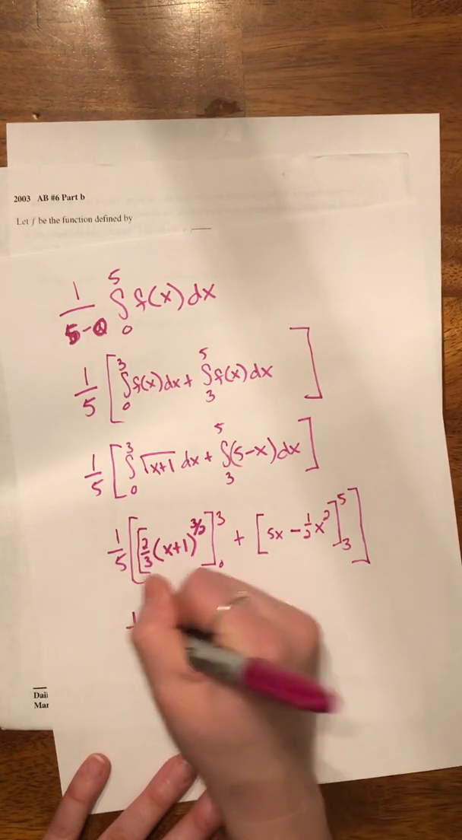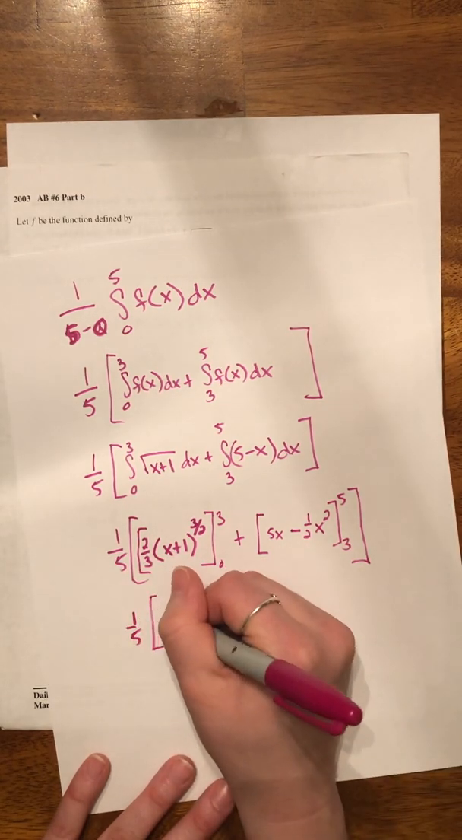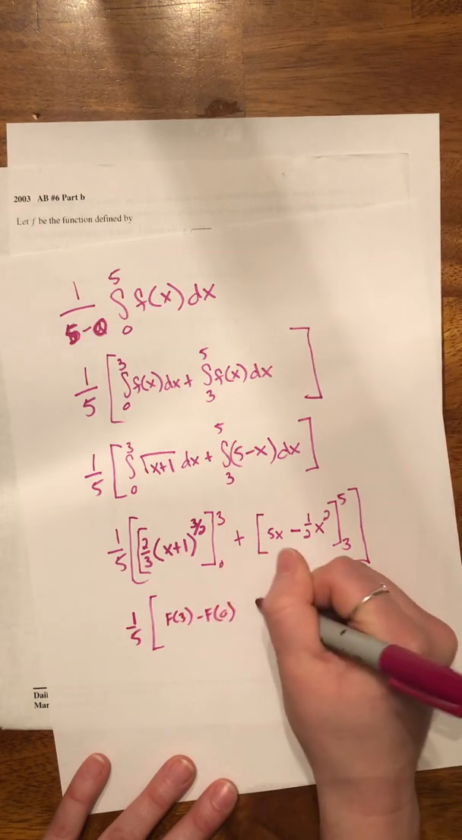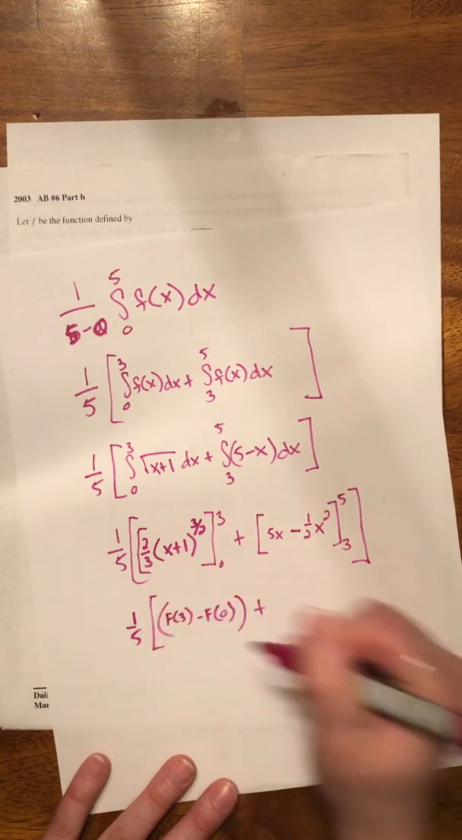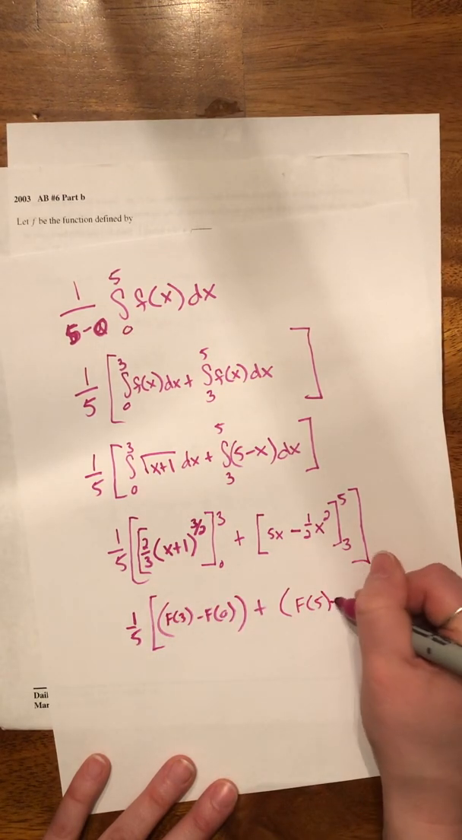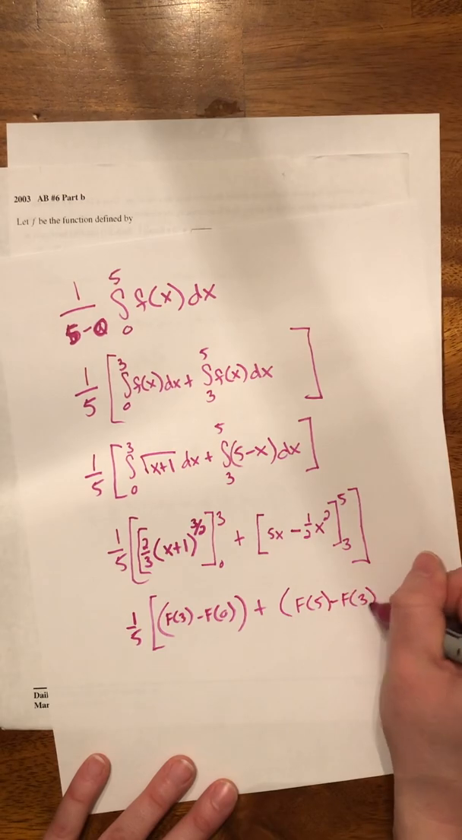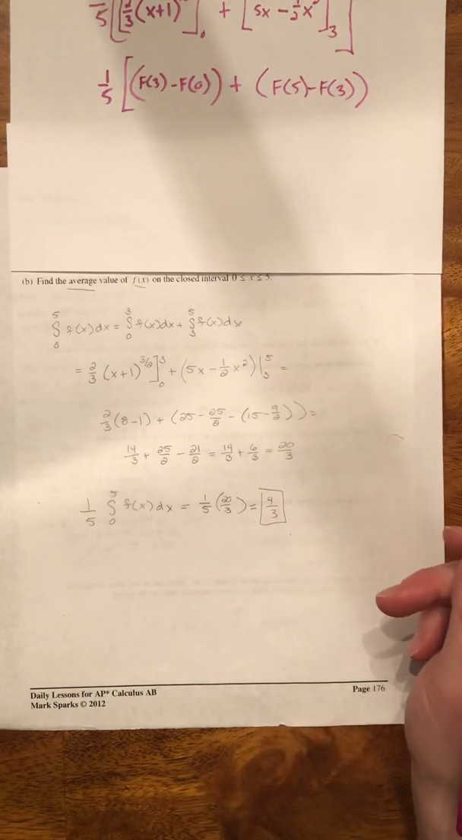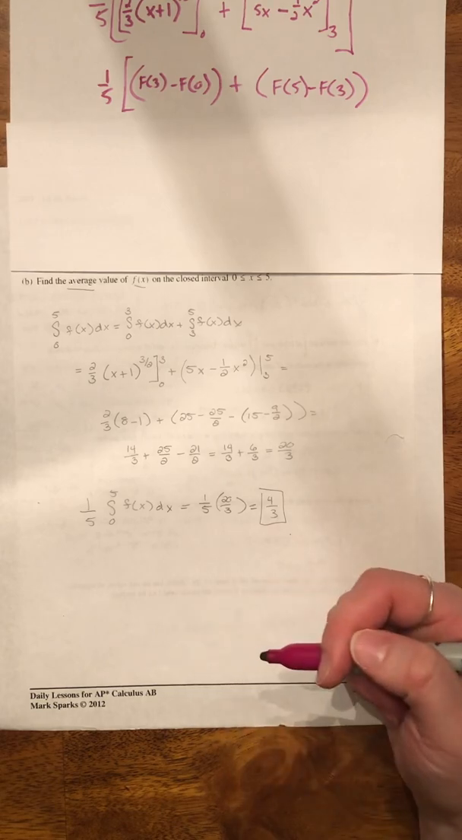So I'm going to take 1/5. Here I'm going to do f of 3 minus f of 0. Whatever I get, I'm going to do the same thing over here. F of 5 minus f of 3. And after all this work, there's so many fractions. What you should get is 4/3. That's after you multiply it by 1/5.